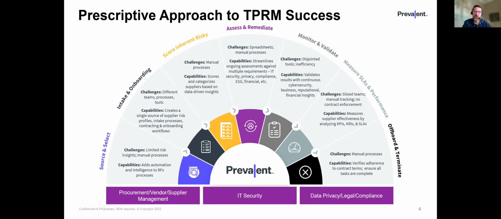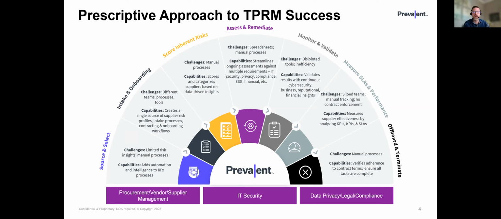Next, another big challenge that organizations face that we help to address is streamlining the ongoing assessment process against multiple different requirements. Because it isn't just about IT security and privacy and particular compliance concerns, although the vast majority of it is, which I recognize.